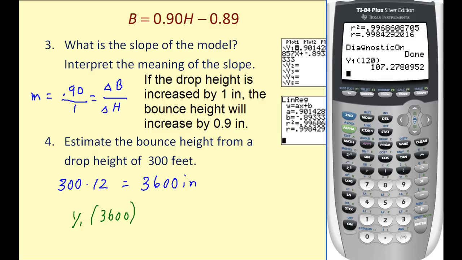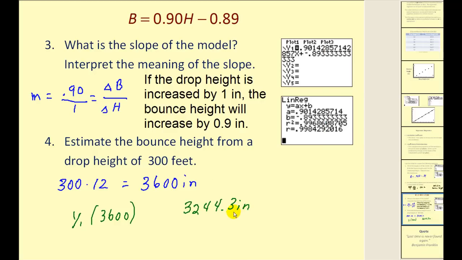Going back to the graphing calculator, if we want to just modify the previous entry, we can hit second enter, and it will allow us to edit anything we want from the previous line. So we'll just type in 3,600 here, press enter, and we can expect a bounce height of approximately 3,244.2 inches.